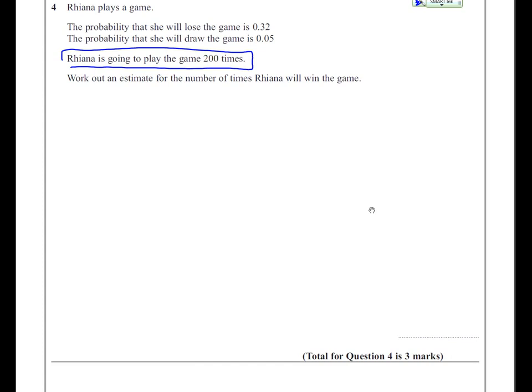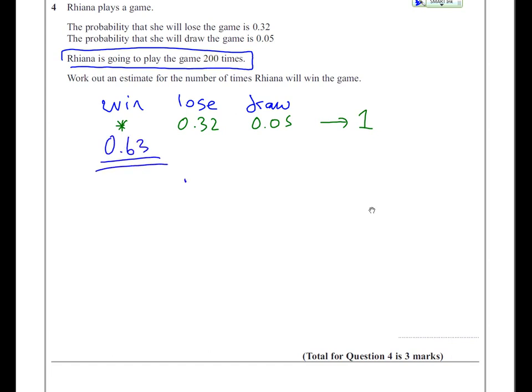What you need to know is if you have all the possibilities of an event, then all their probabilities must add up to 1. Because it's certain that at least one of them will happen. So imagine she's playing a game. She can either win, lose, or draw. We already know that a win is what we need to find out. The probability of losing is 0.32. Probability of a draw, 0.05. So this number here has to add up to these to make 1. So on your calculator, 1 take away 0.32, take away 0.05, gives you the answer of 0.63. Okay, that's the probability of a win.